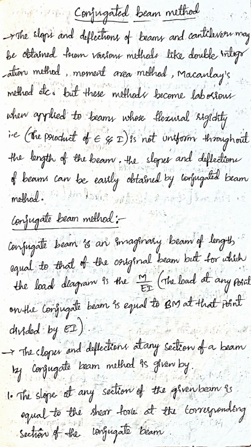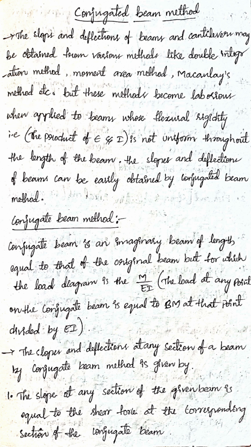That means the double integration method and Macaulay's method are used only for uniform EI values, not for different EI values. The conjugate beam method is suitable for beams having different I values throughout the length of the beam. The slopes and deflections can be easily obtained by the conjugate beam method. So, what is the conjugate beam method?